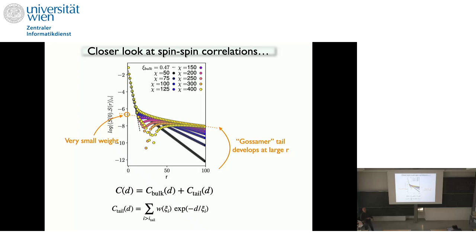Exactly. This is what we expect. So we are happy, but this we don't expect. And we see this is an artifact of the PEPS description. And the claim, we have an extra claim, is that this weight here would decay with bond dimension. So the larger the bond dimension, the smaller this tail.